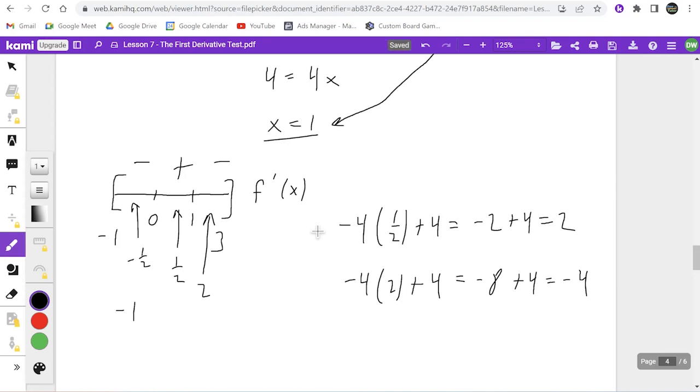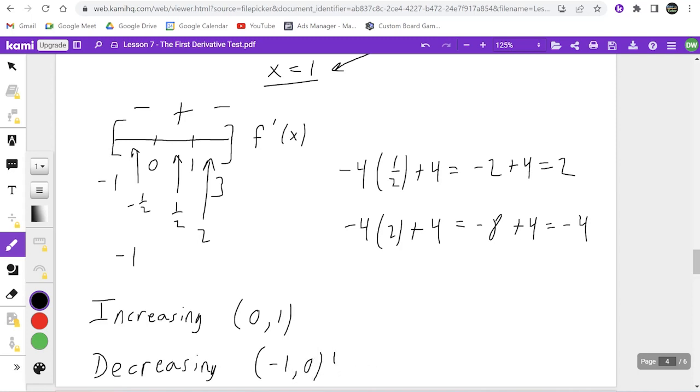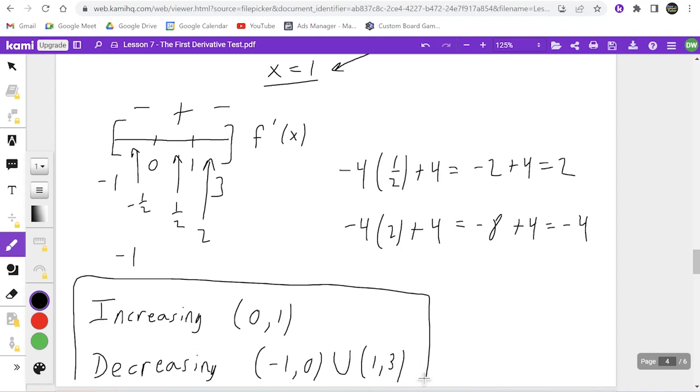And remember, my number line tells me two very important things. Number one, it tells me where I'm increasing and decreasing. For instance, I can say we're increasing from 0 to 1. And then for decreasing, I'm going to write -1 to 0, union 1 to 3. And again, all of those get parentheses, not brackets. Any questions on that part?